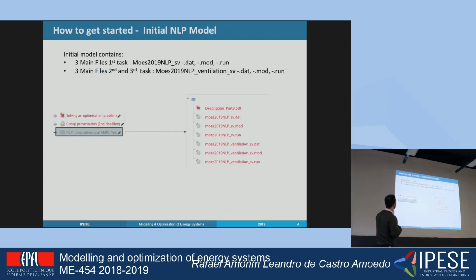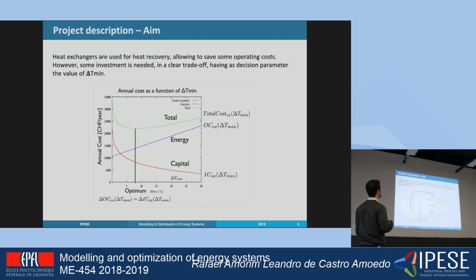You already have the NLP description accessible, which you can find in Moodle. It will contain not only the description, but also 6 files. 3 of them relate to the first task, and 3 of them relate to the second and third task. You will follow the same structure that you did for the MILP. So you have a mod file, a dat file, and a run file. And some instructions are already in place to guide you.